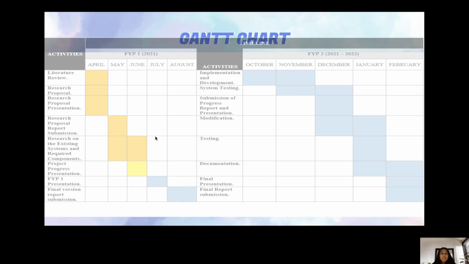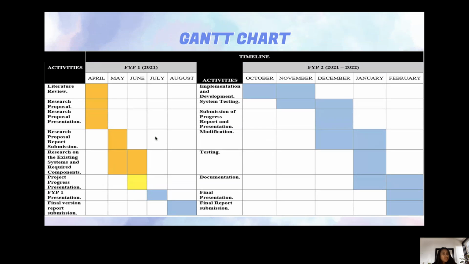So moving forward, this is the Gantt chart where we have done literature review, research proposal presentation, research proposal submission, research on the existing systems and required components, progress presentation, FYP 1 presentation, and final version report submission. And the activities are implementation and development, system testing, submission of progress report and presentation, modification, testing, documentation, final presentation, and final report submission. So this is the Gantt chart.